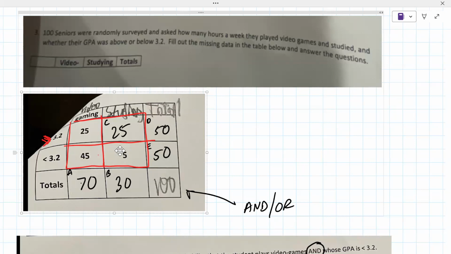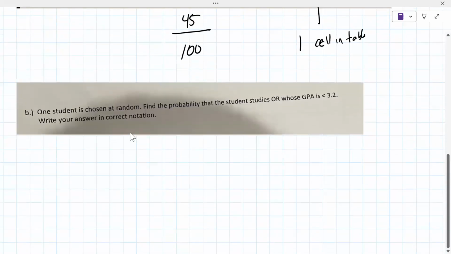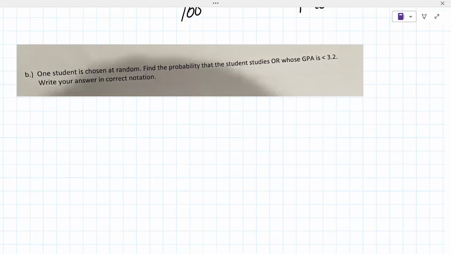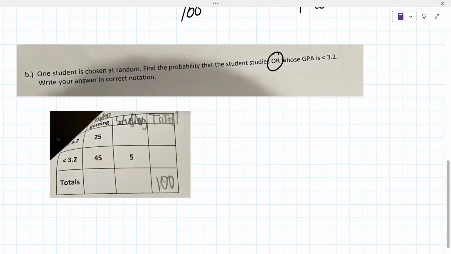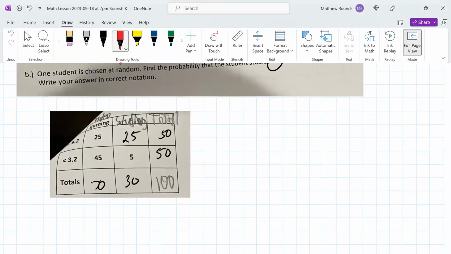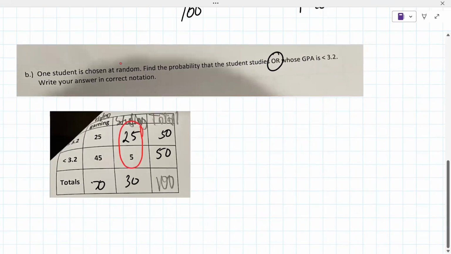Okay, got it down. So this next one says a student is chosen at random. Find the probability that the student studies or whose GPA is less than 3.2. Let's look at the table together. I'm gonna snip the table in and fill in the values again. Now, studying are these two. Do you agree with that? Yeah. GPA less than 3.2 are these two.